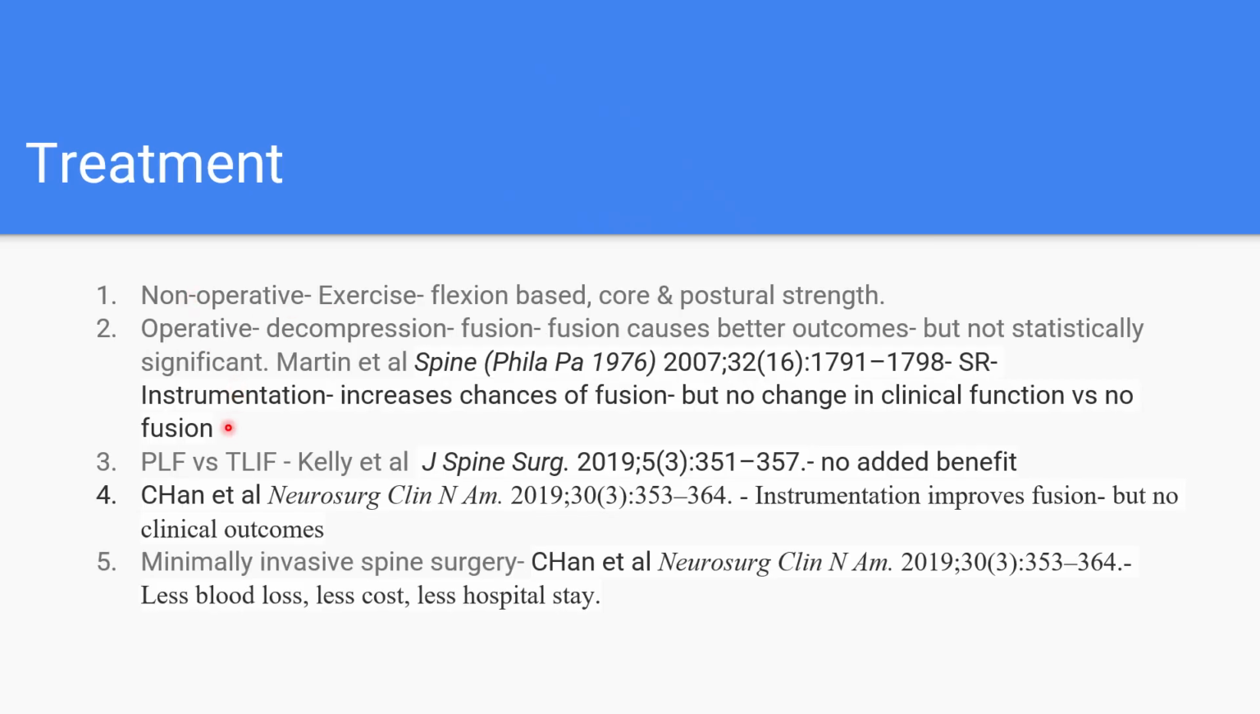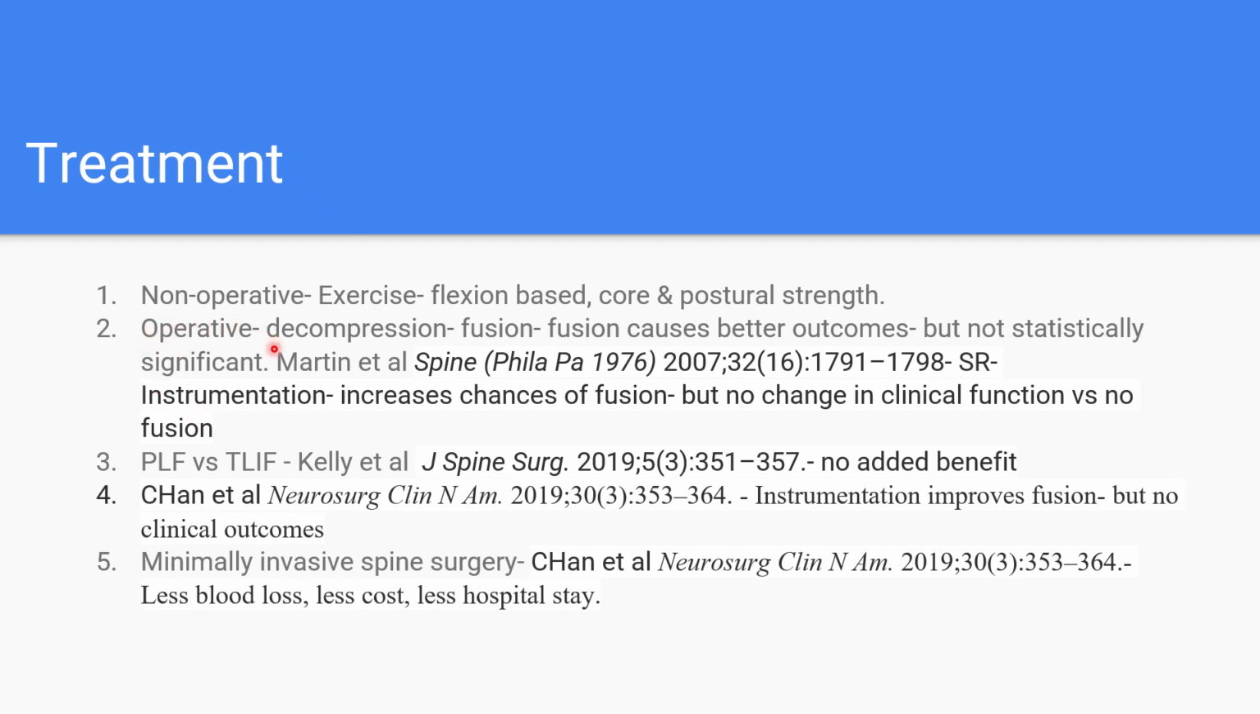Lastly, there are some controversies in terms of the treatment. So in terms of the non-operative treatment, the treatment is fairly standard in terms of exercises. These are flexion based exercises rather than extension based exercises, which could actually exaggerate the slip. And we need to do more of core and postural strengthening exercises like plank exercises to get the paraspinal muscles strong enough to prevent any further slip.